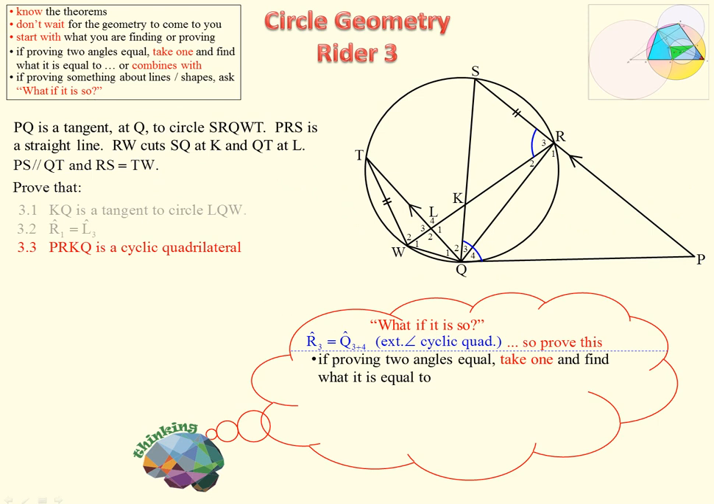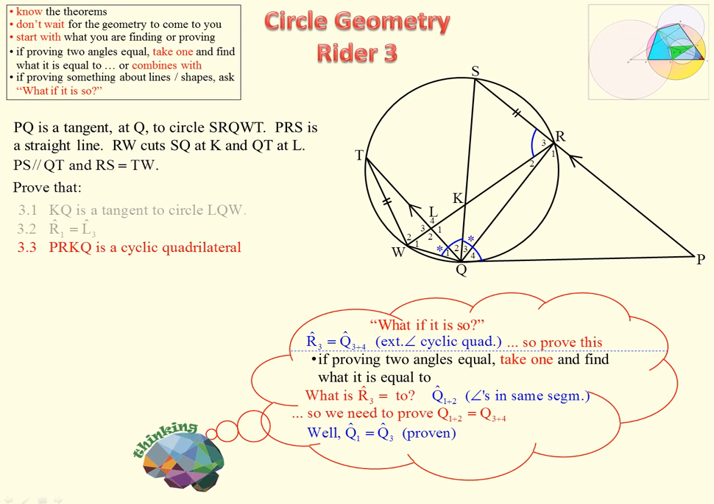So once again, if proving two angles equal, take one and find what it is equal to. Let's take R3. What is R3 equal to? Well, it's equal to Q1 and 2, angles in same segment. Now that boils down to saying, well, is Q1 and 2 equal to Q3 and 4? That's what we need to prove. Well, remember, we've already got one body. Q1 equals Q3. So all we need to do is prove Q2 equals Q4.